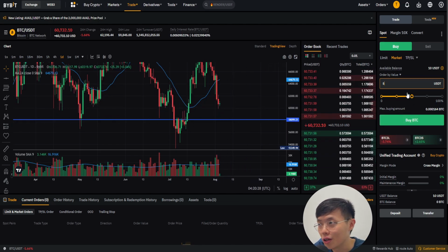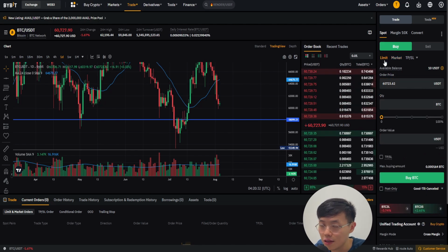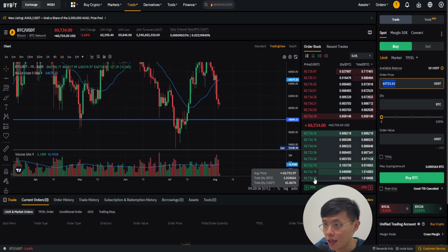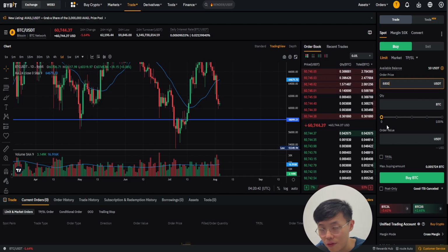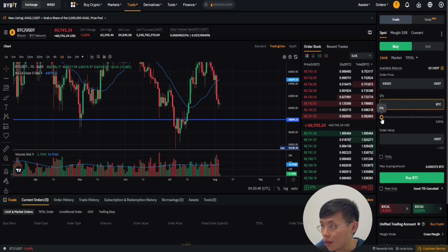If you don't want to do that, you can use limit. I advise you guys to use limit because the trading fee is lower. With limit, we can suggest the price that we want to buy at. So we want to buy at, let's say, 58,000. And then again, the quantity of BTC. I can just scroll out 100%, which uses USDT here.